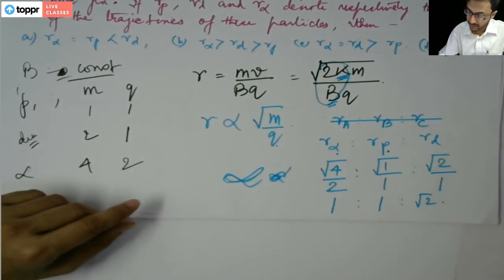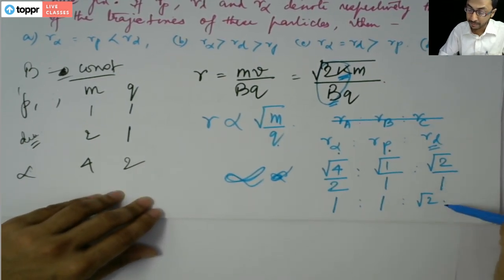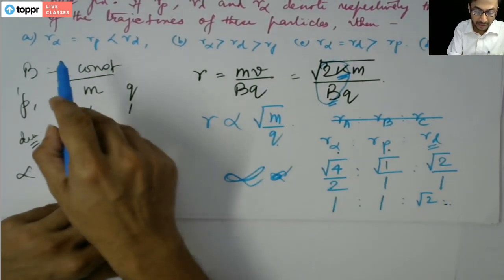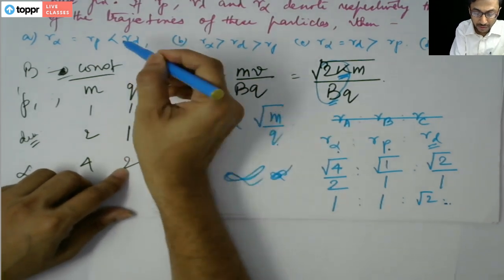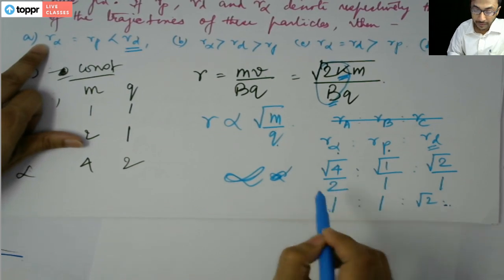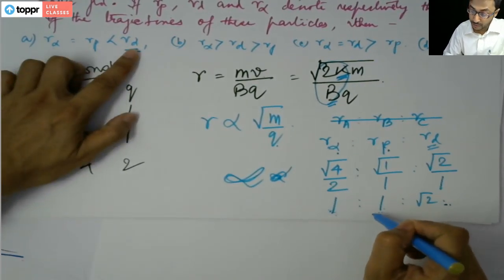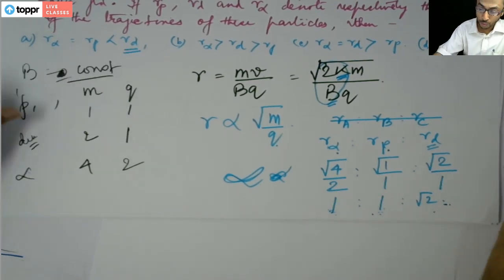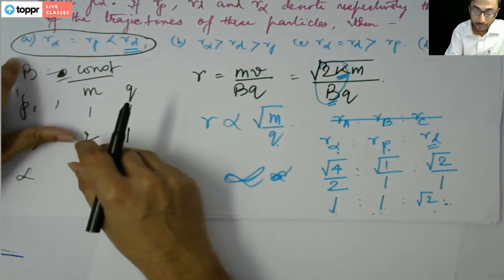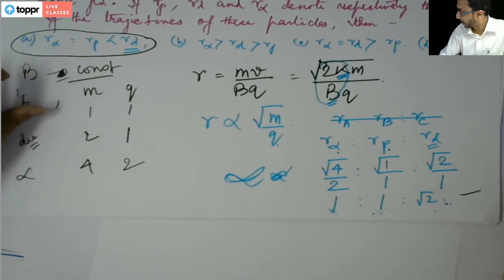So what we can say, the radius of Deuteron is the maximum, which is greater than the radius of the others. This is the answer. So R alpha is equal to RP, because both the ratio is 1 is to 1, and Deuteron is root 2. So this is the answer. Right? R alpha, RP, RD. Okay.